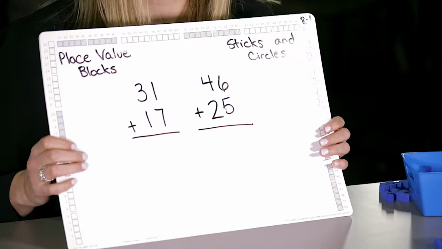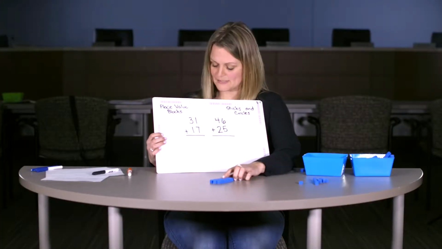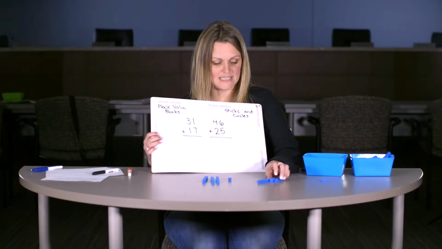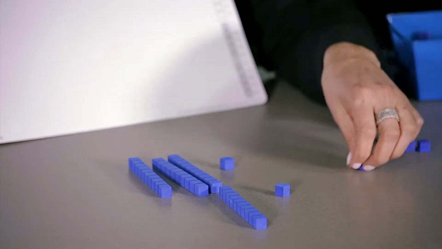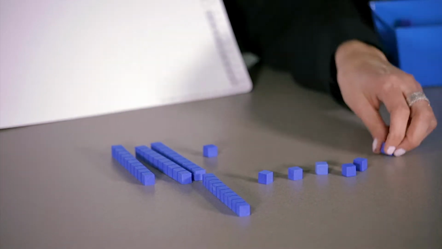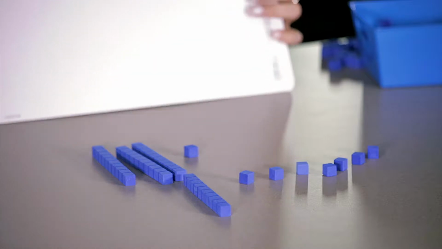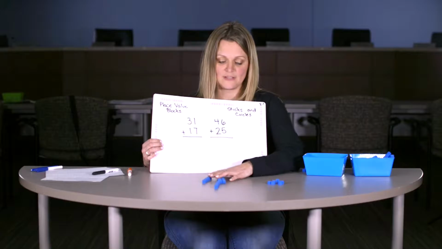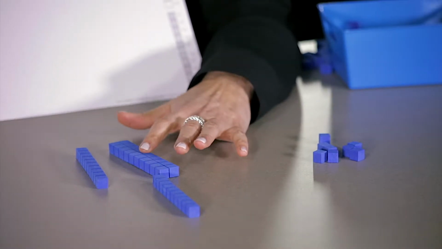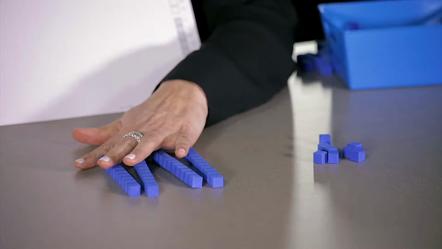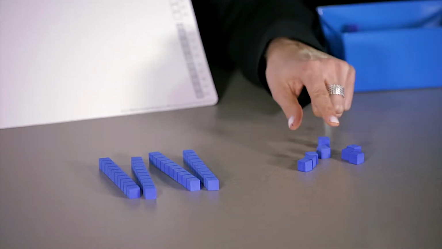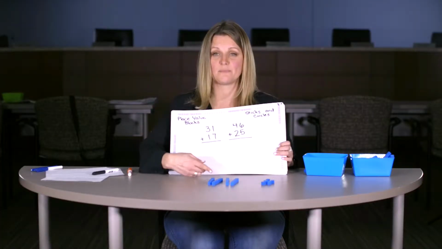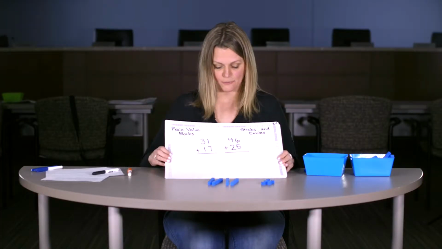So one strategy that the students have at school is to use place value blocks. So we have 31, 3 tens, 10, 20, 30, and 1, and 17. So we have 10, 11, 12, 13, 14, 15, 16, 17. Now the students can add the ones together, and they're going to find that they have 8, and then they'd add their tens together, 10, 20, 30, 40. So then they could count them all together: 40, 41, 42, 43, 44, 45, 46, 47, 48. So they could use the place value blocks to solve and find that the answer is 48.